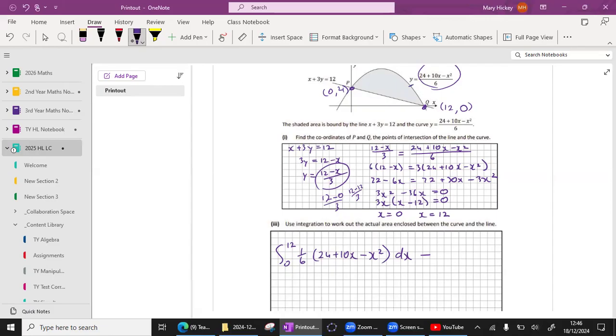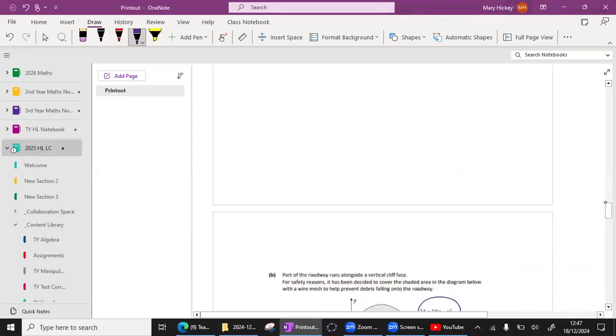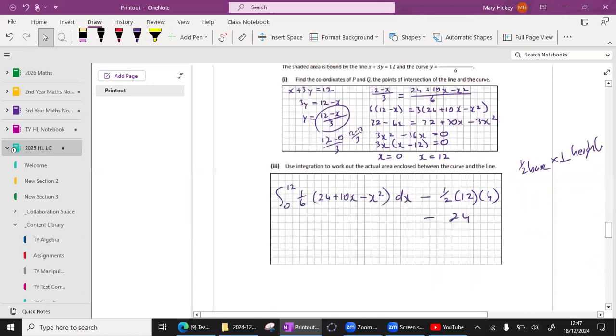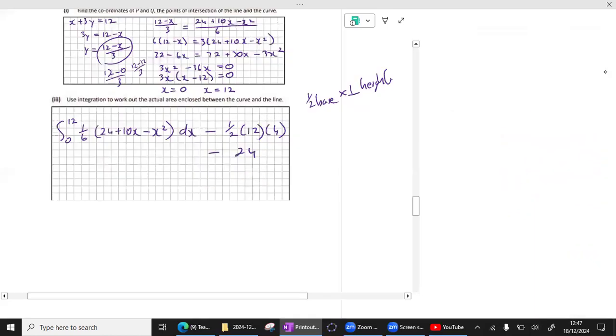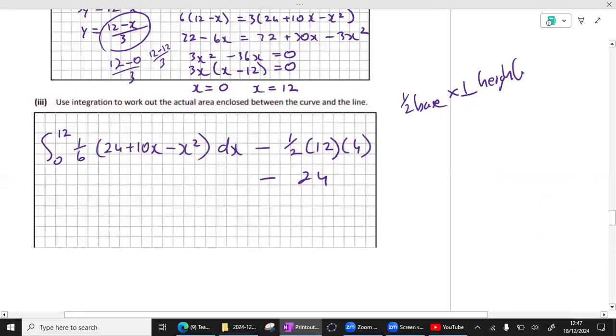Now you could take a shortcut here, actually. Instead of using integration, we could just do half base by height, because the base is 12 and I know the height is actually 4. So I know that's 24. If it's a right angle triangle, you can use half base by perpendicular height, or you can integrate. It's up to yourself. For the first part, obviously I have no choice. I have to integrate this because it's a curve. So you don't really need to worry about the 1/6. We can just leave that there for the moment.